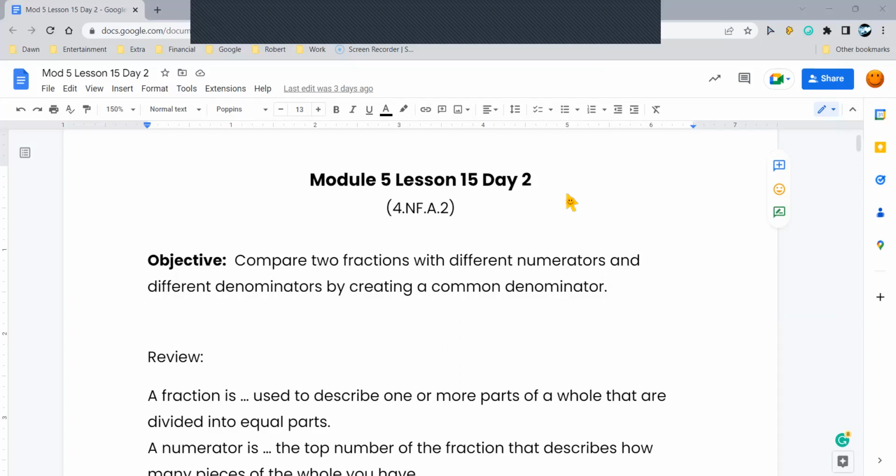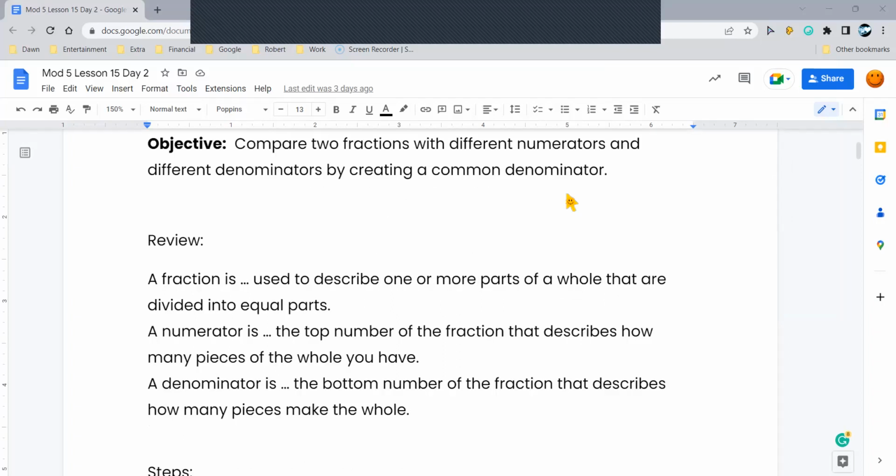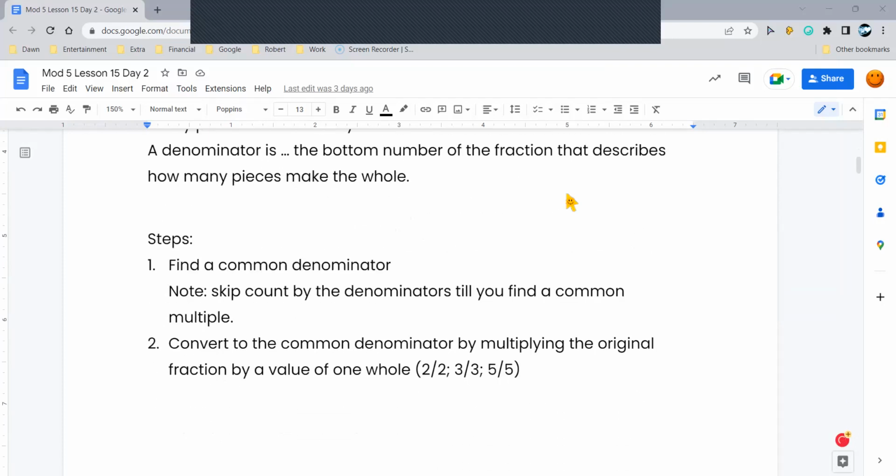We're going to compare two fractions. They're going to have different numerators and different denominators, but we're going to figure them out by creating a common denominator. Here are vocabulary words. Go ahead and pause if you need to pause. I'm going to keep moving on.